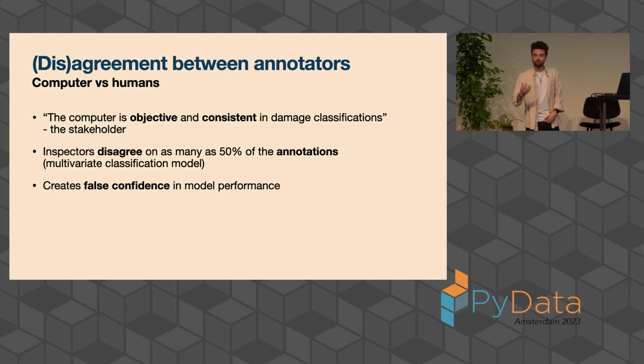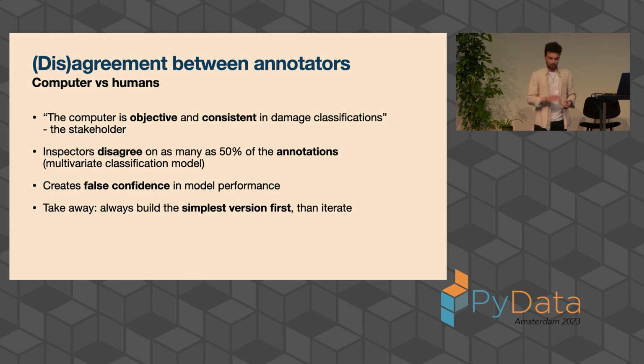So this gave a false sense of confidence in the model performance, and we actually had to make the problem simpler to make sure that at least the inspectors, the humans, agree on what they're doing before we start teaching a model how to automate this. So my takeaway here was to always build the simplest version first and then iterate over it instead of trying to make the complex version.